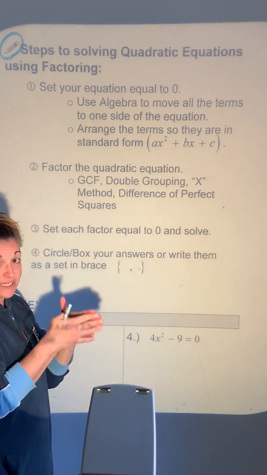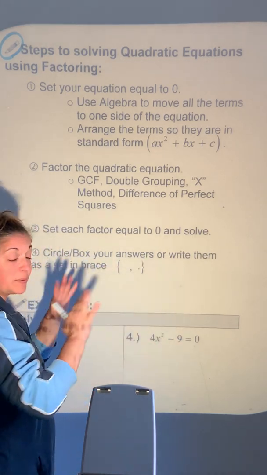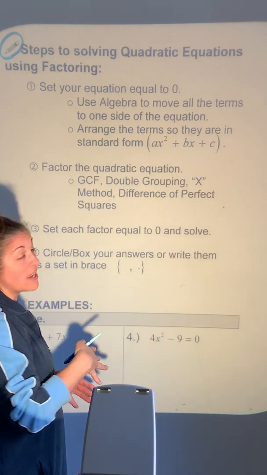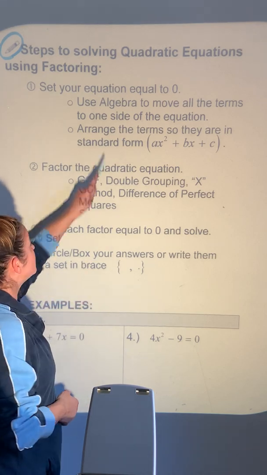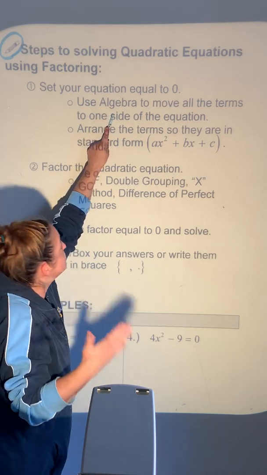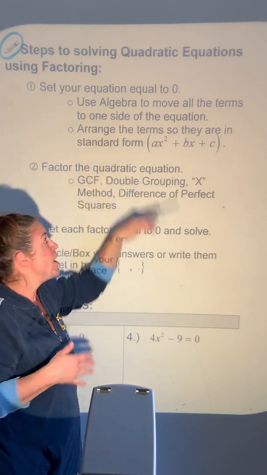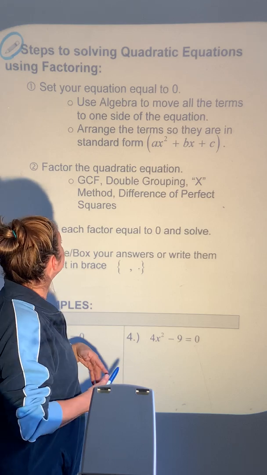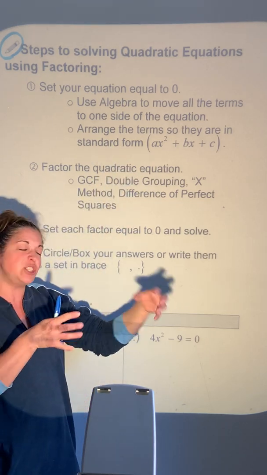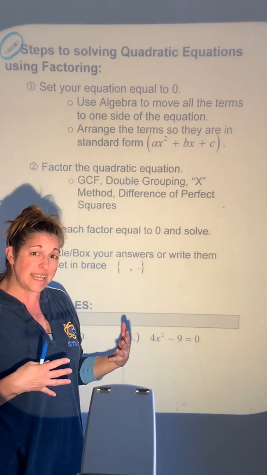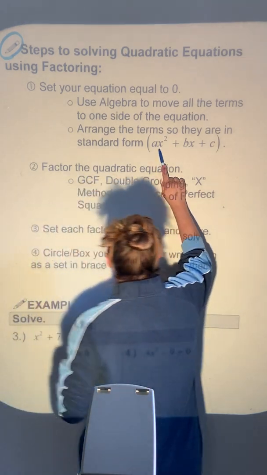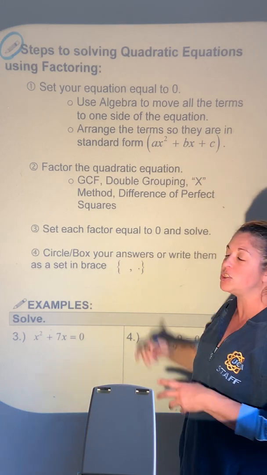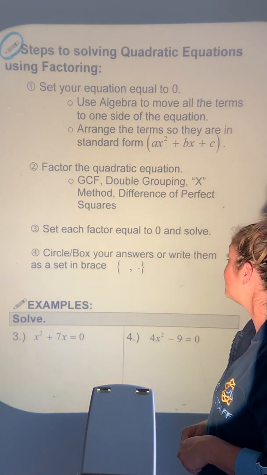That's because of that zero product property. There's no way we're going to be able to do anything else unless I have 0 on one side and everything else on the other. And I just want to remind you again, I say use algebra to move all the terms to one side of the equation, but you know what I'm talking about. I'm talking about the inverse operations, the opposites. And then definitely make sure they're arranged in the proper form. We call that standard form when we have our x squared term first, then our x term, and then our constant. That'll just make it a lot easier to factor.